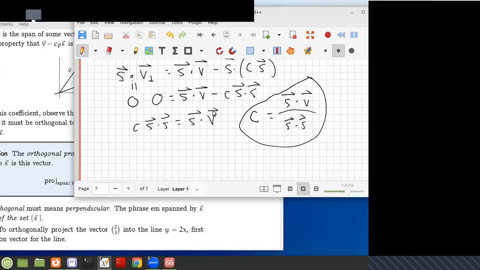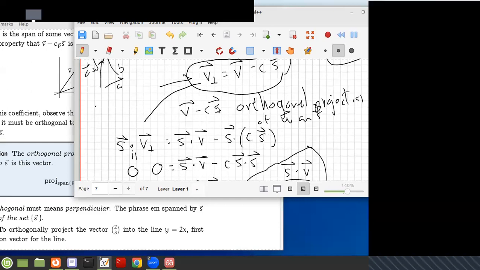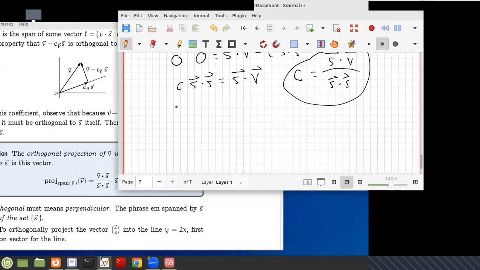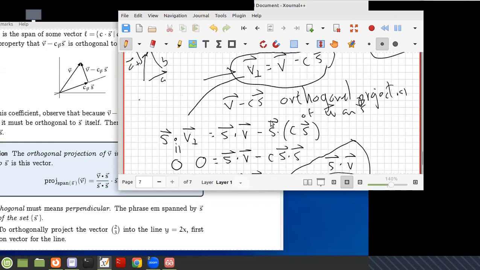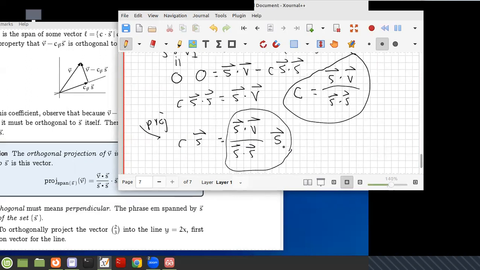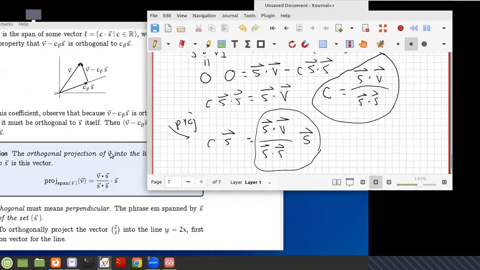You're not going to be able to remember this. This is just showing you that it's just a calculation, okay? So the orthogonal projection here, which is the C times S, right? C times S, this is the projection, is going to equal S dot V over S dot S times S, right? And this formula here.